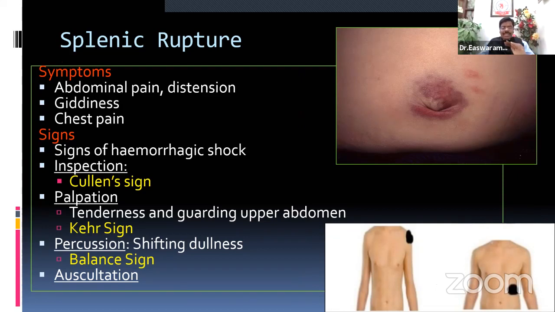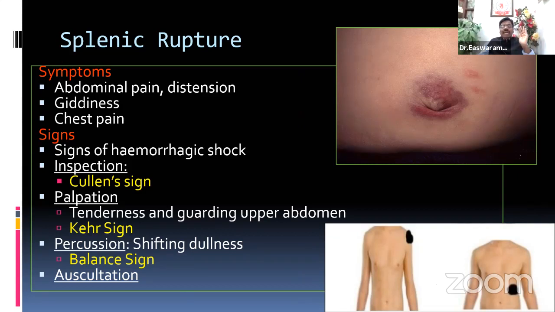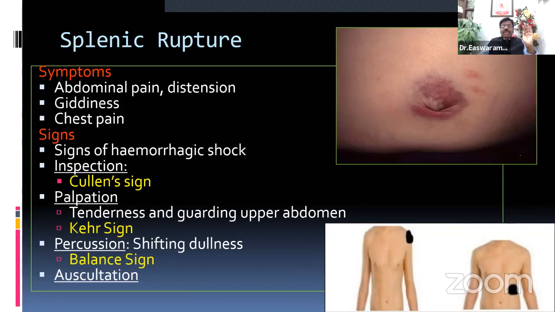Okay. Let us see from the undergraduate point of view what is important. When a patient is in emergency, what would be his complaint if there is a splenic injury? He'll say severe pain. He might have a complaint of distension of the abdomen, giddiness because of the hemorrhagic shock, chest pain because of the fractured rib on the left lower chest wall. So these are all the non-specific symptoms.